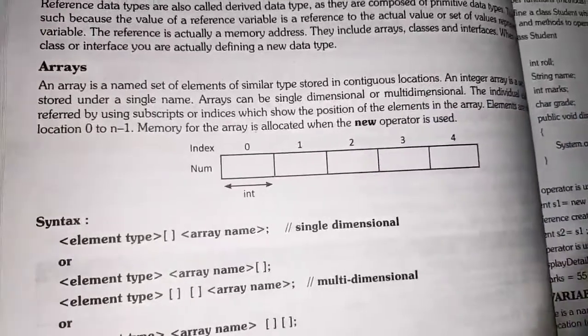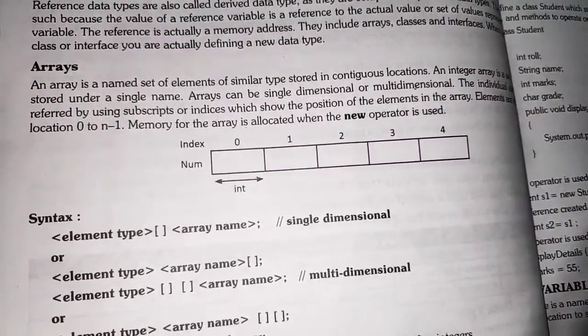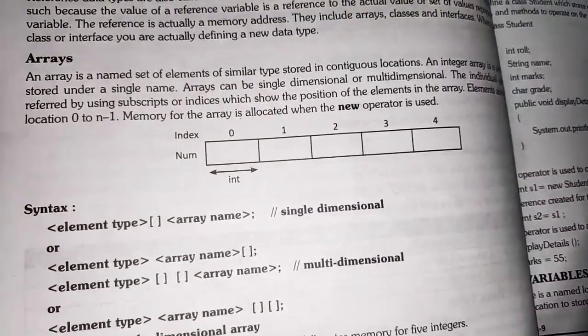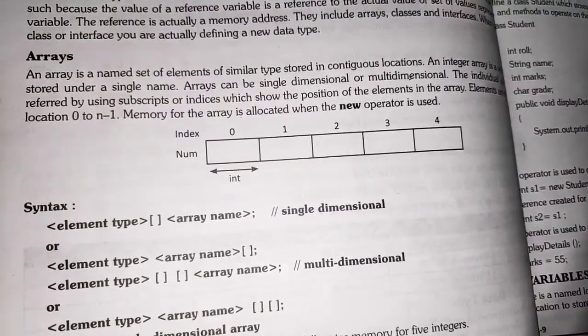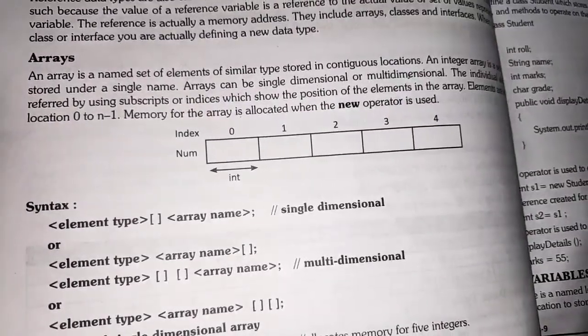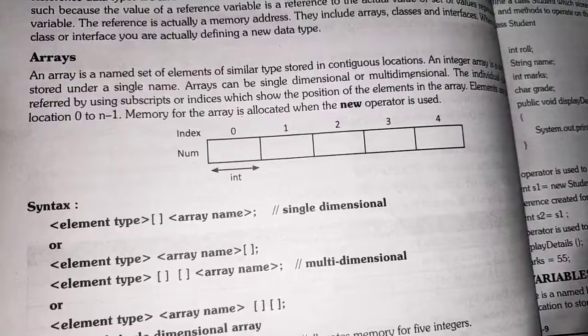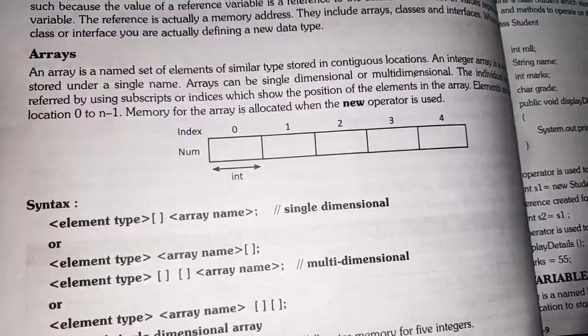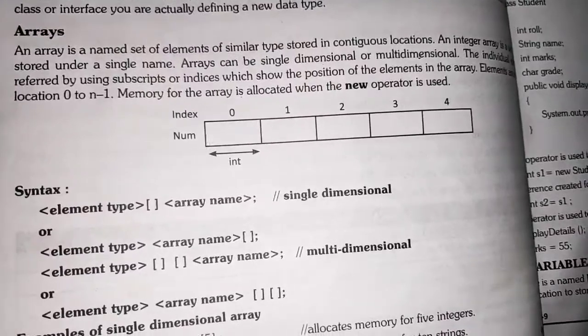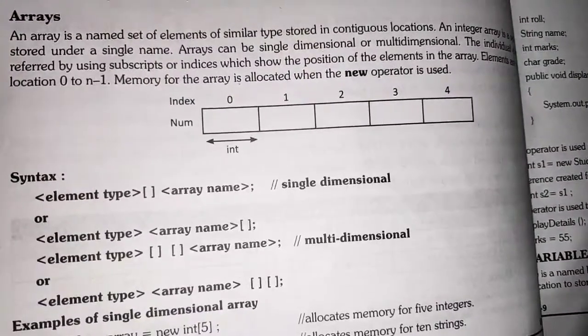You can use an array to store same type of elements under a single name. So when you need to store several elements in a program and all the elements are of same type, arrays help you to store all the elements under one name, and you can easily access them with the help of arrays.